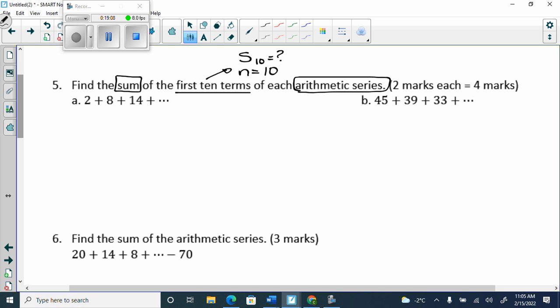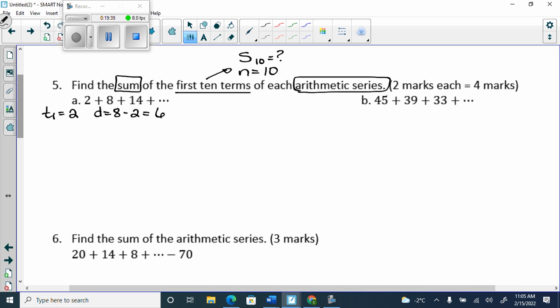No. I know that that one is going up by 6, and this one is going down by 6 each time, right? So did I need to be told that they're arithmetic? No. How can you tell? If you go up or down by the same amount each time, then it's arithmetic. If you have to multiply to get to the next one, it's geometric, right? Okay. So we do know T1 is 2, and we know D is 8 minus 2, which is 6.